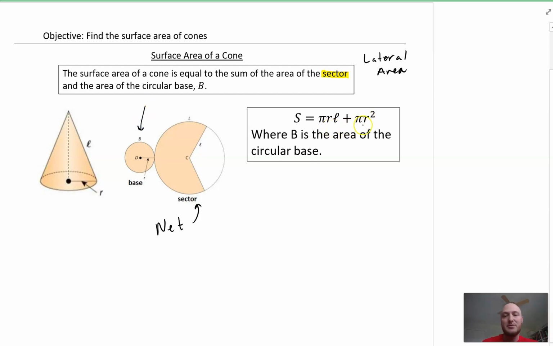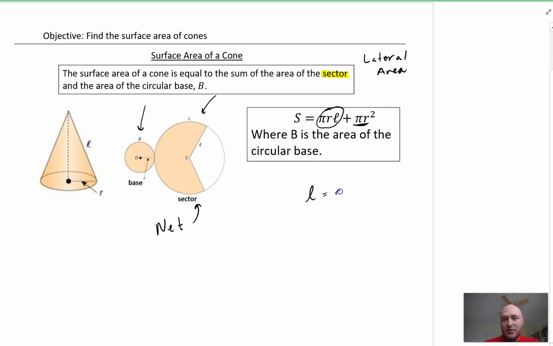Well, we know that that is pi r squared. Then I need to know, how do I calculate the area of this sector, or the lateral area? That formula is pi r L. Now, what the heck is L? Well, L is your slant height, and this is probably in the next slide.